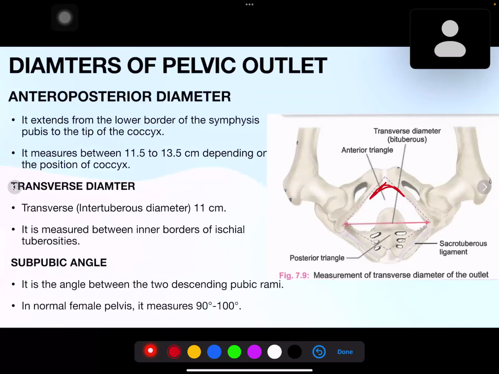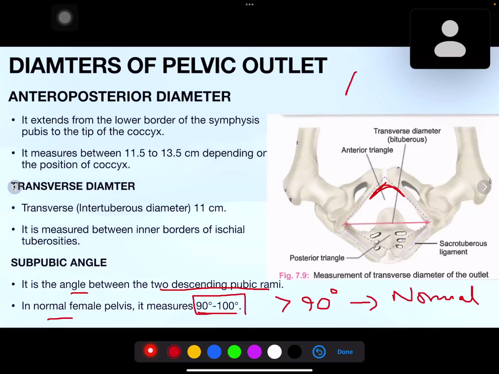It is the angle between two descending pubic rami. So 90 is the cutoff for the subpubic angle for the pelvis to deliver normally, because the head passes through this angle. If the angle is very acute like this, you can say it's less than 90 or 60 degrees. So that would be a contracted pelvis.